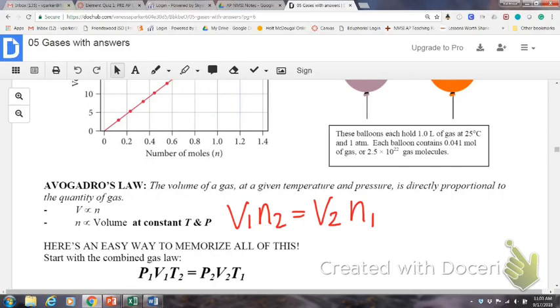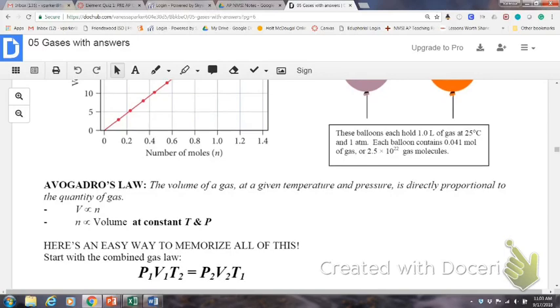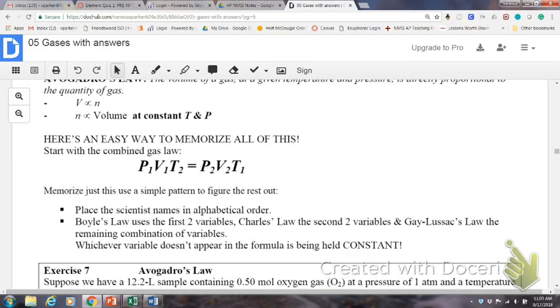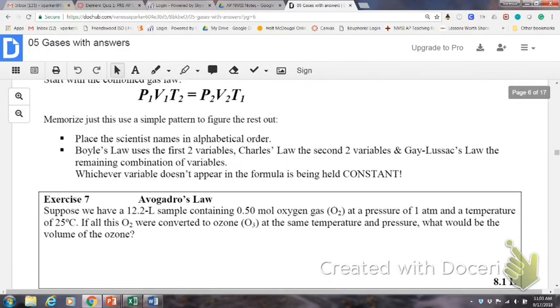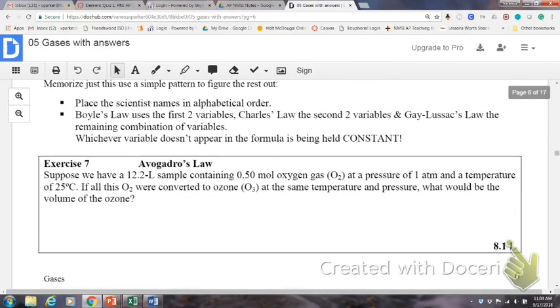Yes. And then that brings us to the combined gas law, which is all of those other ones combined. You could throw in there if you wanted to. We don't normally, but you can. And that's combining all 3 of them. And now we have Avogadro's law. So let's do that one.